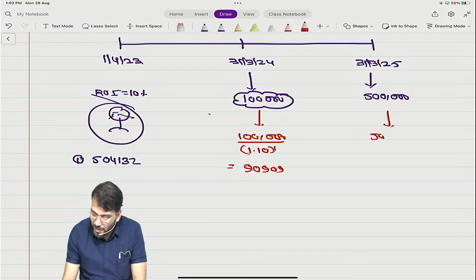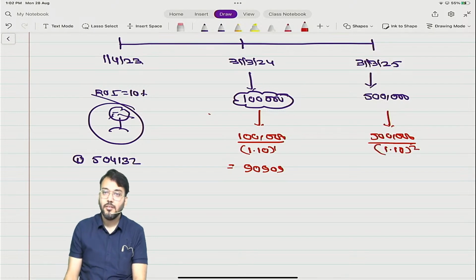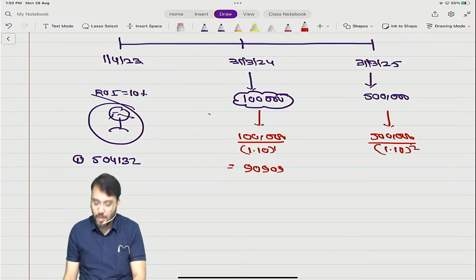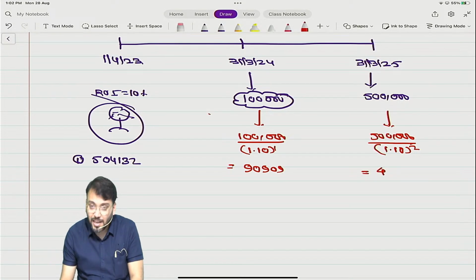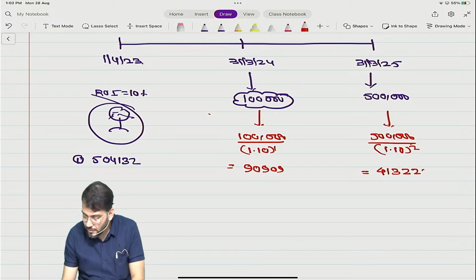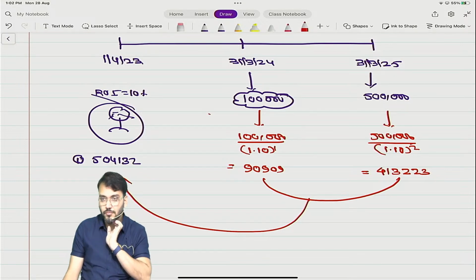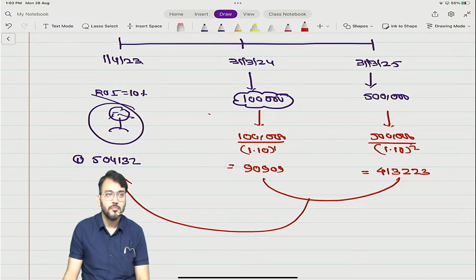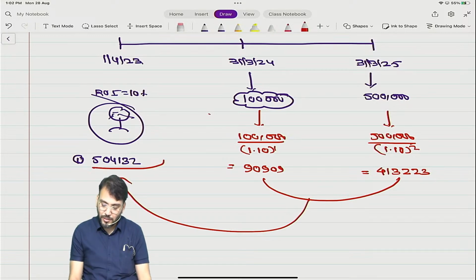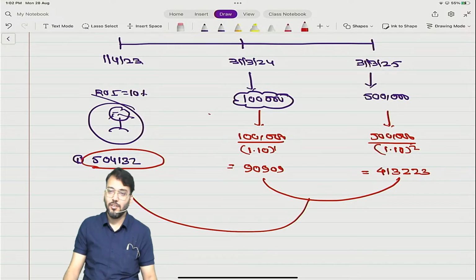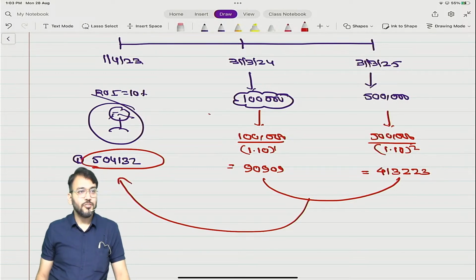And this is coming from 5 lakh divided by 1.10 to the power 2. How much is it coming? 4 lakh 13,223. The sum total of this is coming to this. So it is correct: 5 lakh 4,132. Have you understood?